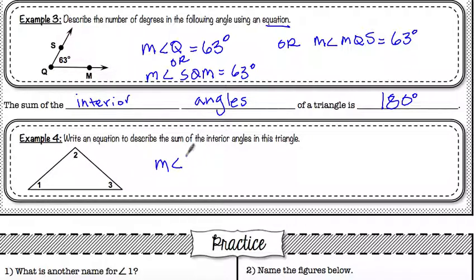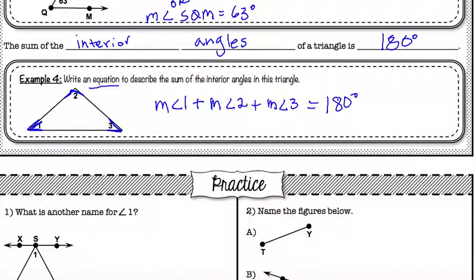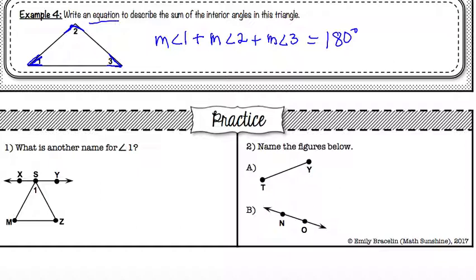Okay, so I have the measure of angle 1 here. This is an interior angle. Here's 1. Here's 2. They all add up to 180 degrees. Here's 3. These angle measures add up to 180 degrees. The measure of angle 1 plus the measure of angle 2 plus the measure of angle 3, this is an equation, is equal to how many degrees? We just wrote it down. 180 degrees, because this is a triangle. So those are the examples that we were going to look at today as an introduction to geometry.